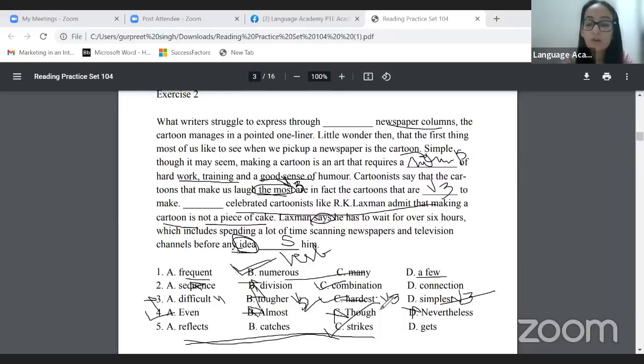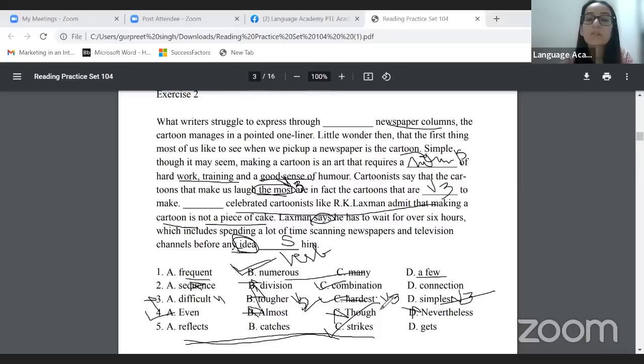The first one, we are not talking about frequency, which is how many times, and the sentence is nowhere negative, so we cannot go with a few. Many and numerous are synonyms, so you have to go with the better academic word, which is numerous. And there can be a combination of three things, because obviously you require training, you need sense of humor, you need hard work to make any job possible. And these three things are not sequences or divisions or connection. This is a combination that you need all three things together. That is the meaning of combination.